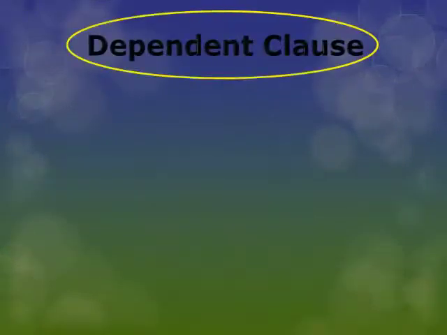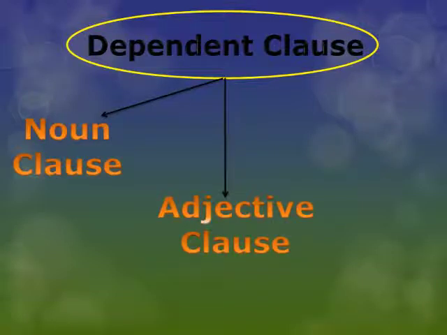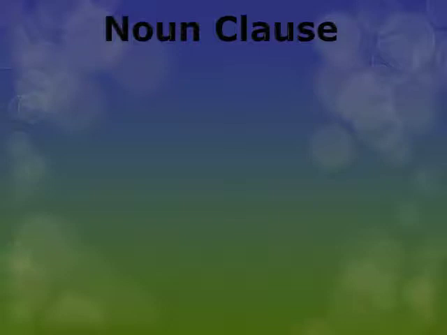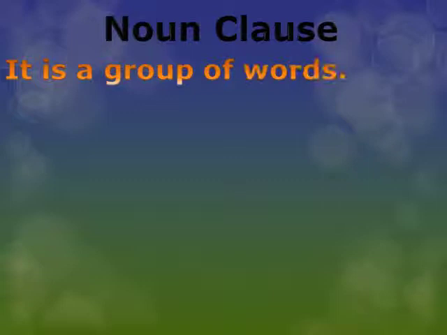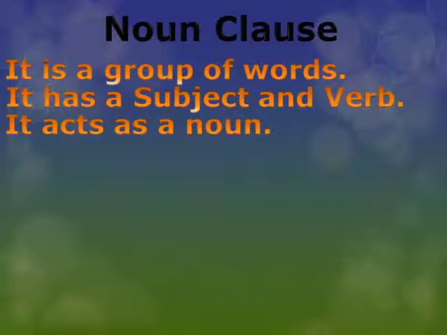Now, dependent clauses are of three types: noun clause, adjective clause, adverb clause. Now first we will study about the noun clause. What is a noun clause? It is a group of words. It has a subject and verb. It acts as a noun.